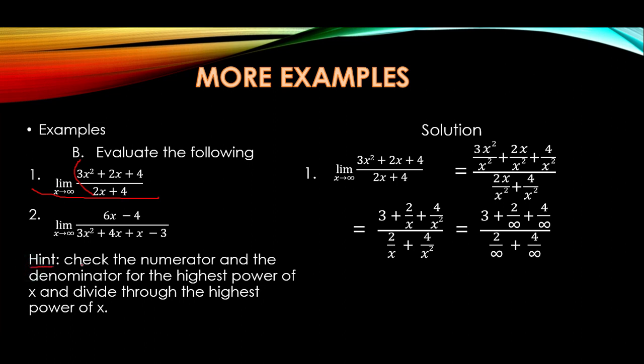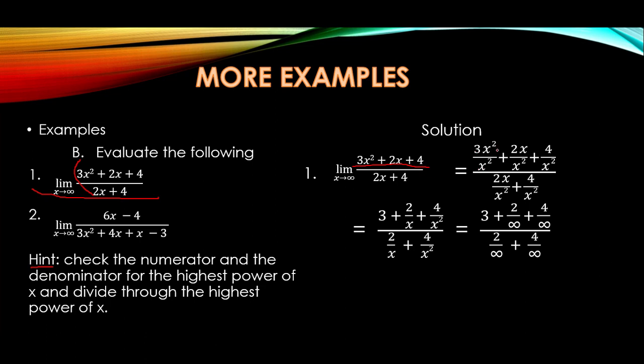Our first example says the first thing to do is to check the numerator. The numerator is the up value of a fraction, and the denominator is the down value of a fraction, for the highest power of x, and we divide through by the highest power of x. So if we check the numerator here, we see that the highest value of x is x raised to the power of 2, meaning we have to divide everything here by x raised to the power of 2, which we did here.